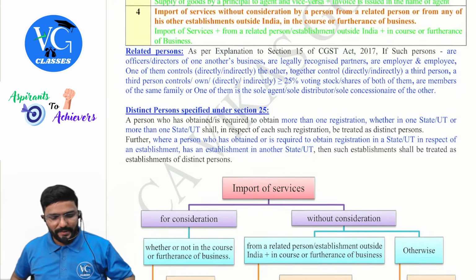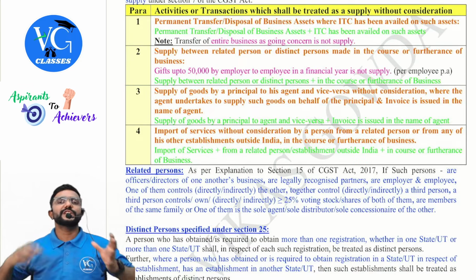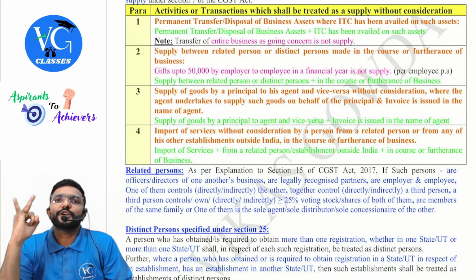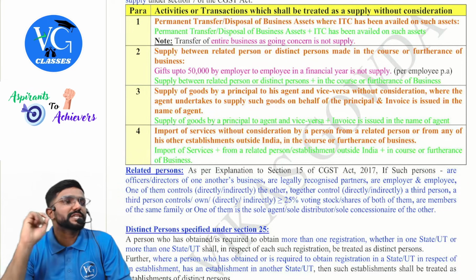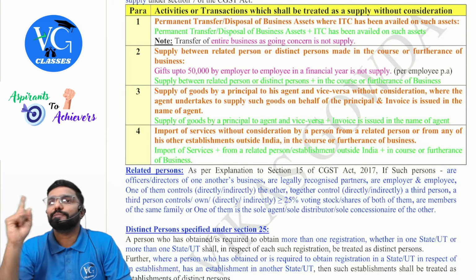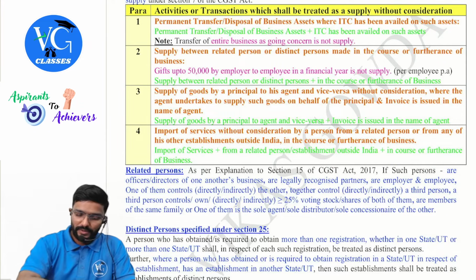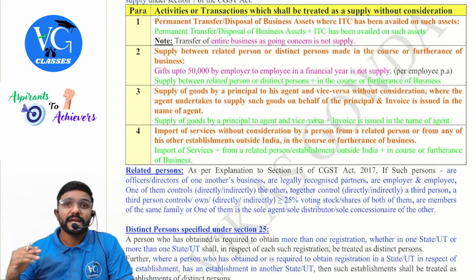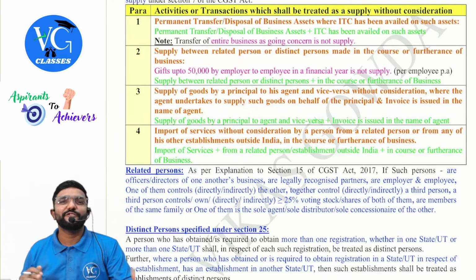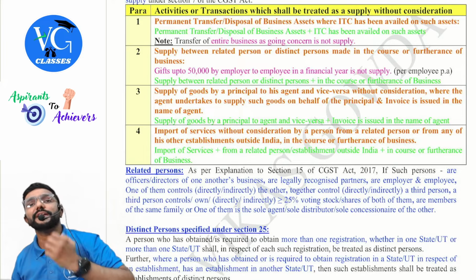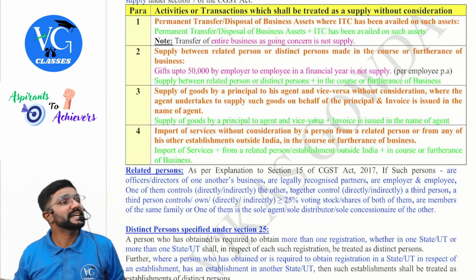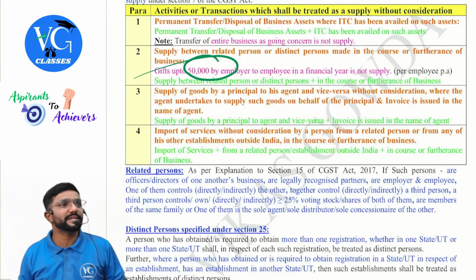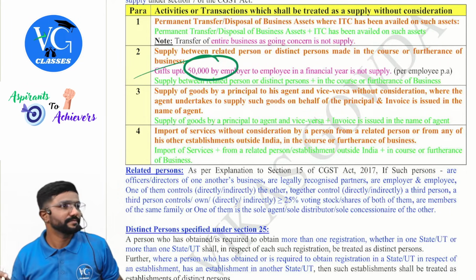Okay, so now coming back. If there is any supply between whom, guys? Related persons or establishment of distinct person, even without consideration, but in the course or furtherance of business, it is a supply. But employer-employee we saw. Are they related? Yes. But what if the employer gifts the employee a value up to 50,000? Exempt, not taxable. But if the value of the gift is more than 50,000, the full amount is taxed.